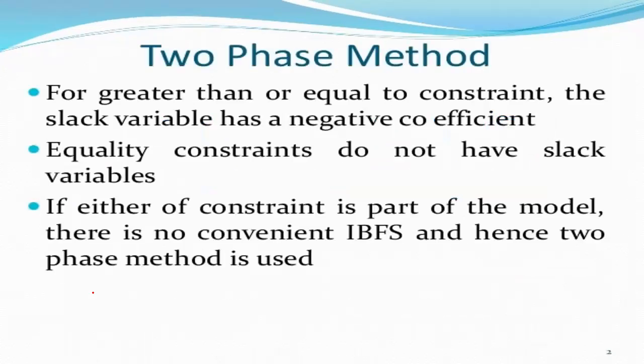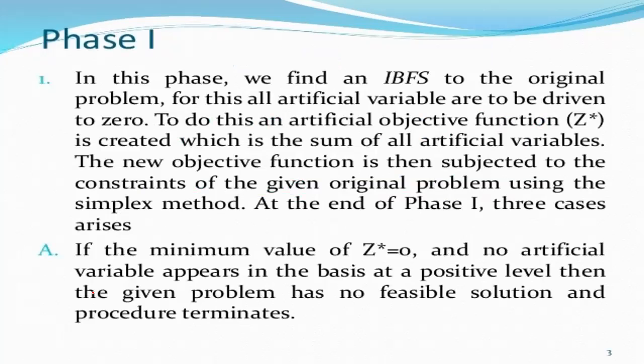What is the two-phase method? For a greater than or equal to constraint, the slack variable has a negative coefficient. Equality constraints do not have slack variables. If either constraint is part of the model, there is no convenient IBFS, and hence the two-phase method is used. In phase 1, we find an IBFS to the original problem. For this, all artificial variables are to be driven to 0. To do this, an artificial objective function Z star is created, which is the sum of all the artificial variables.